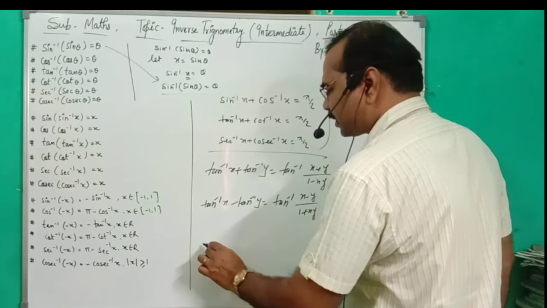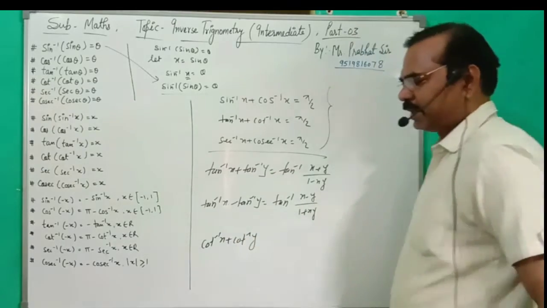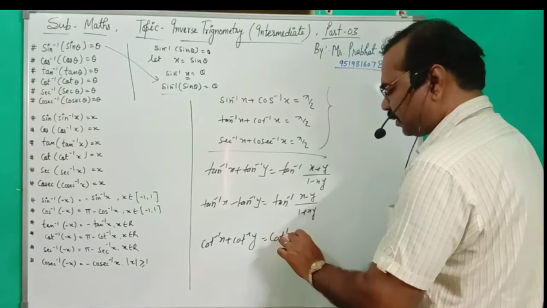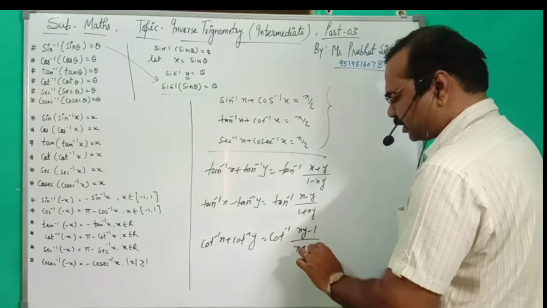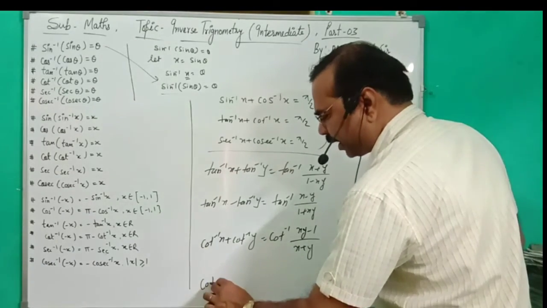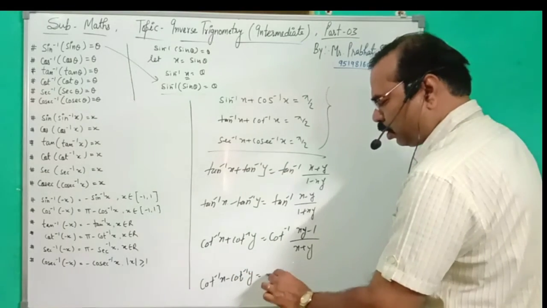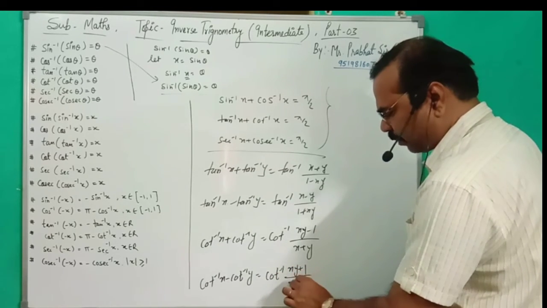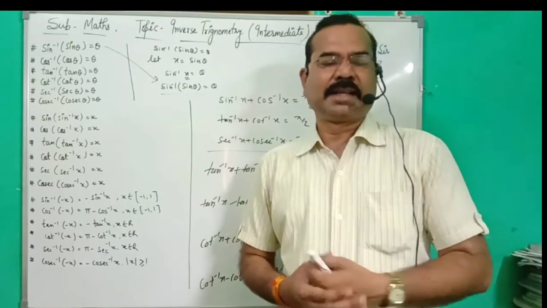Now we take cot inverse x plus cot inverse y. That is the property of cot inverse x plus cot inverse y. So we can write cot inverse of (xy minus 1) upon (x plus y). Now we again take the property: cot inverse x minus cot inverse y is equal to cot inverse of (xy plus 1) upon (x minus y). That is the basic property we are using in our next exercise. Okay students.